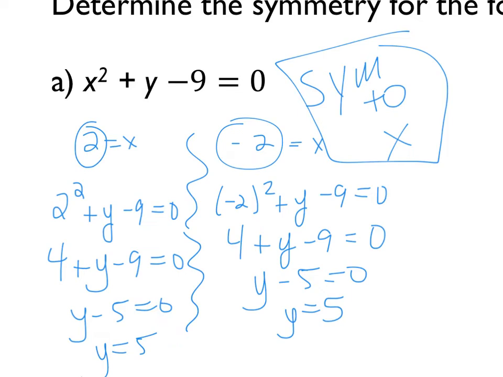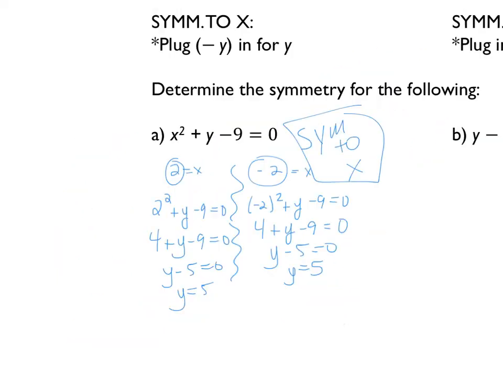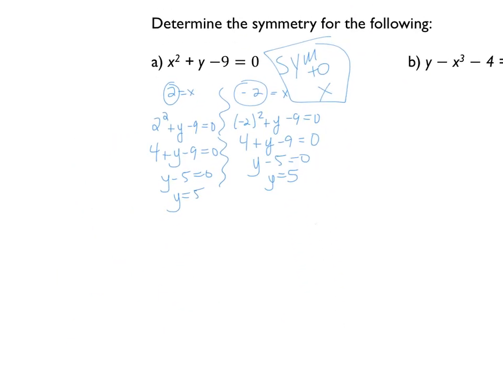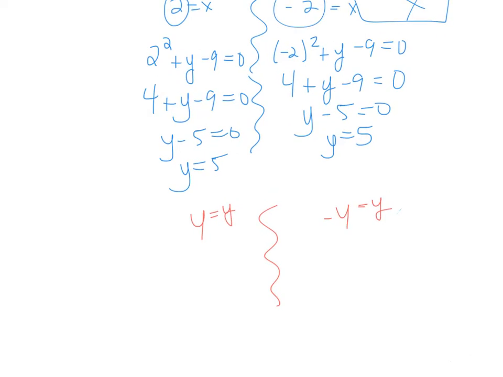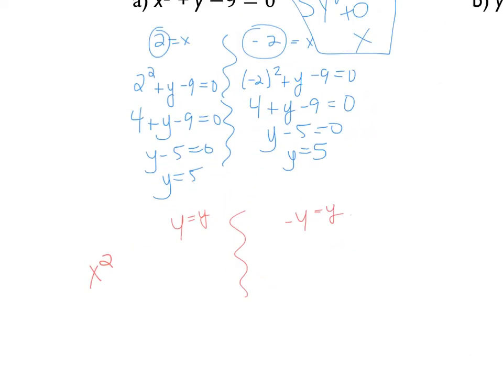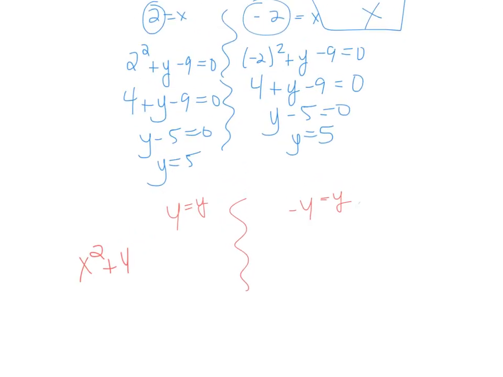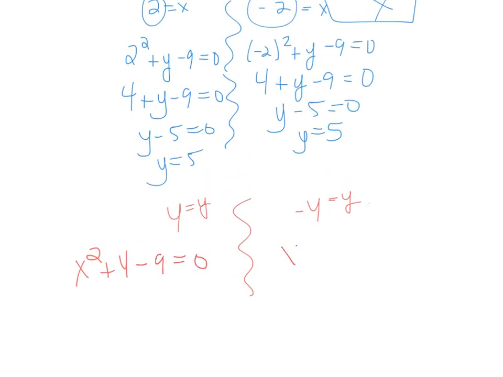So we found out that was symmetric to the x. Now how do you think we figure out if it's symmetric to the y? You do the same thing, but instead of plugging into x, you plug in where? Y. Perfect. So pick a number: 4 and negative 4. So I have x squared plus 4 minus 9 equals 0. Over here I have x squared plus negative 4 minus 9 equals 0. So x squared minus 5 equals 0. Agreed?